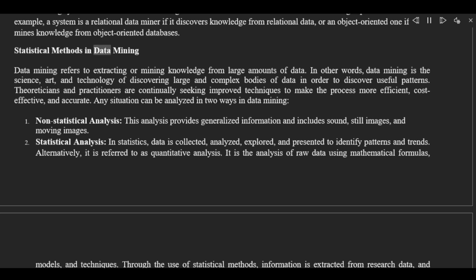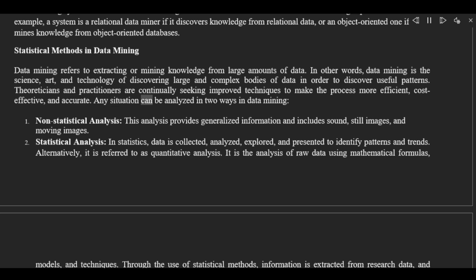Statistical methods in data mining. Data mining refers to extracting or mining knowledge from large amounts of data. In other words, data mining is the science, art, and technology of exploring large and complex bodies of data in order to discover useful patterns. Theoreticians and practitioners are continually seeking improved techniques to make the process more efficient, cost-effective, and accurate.